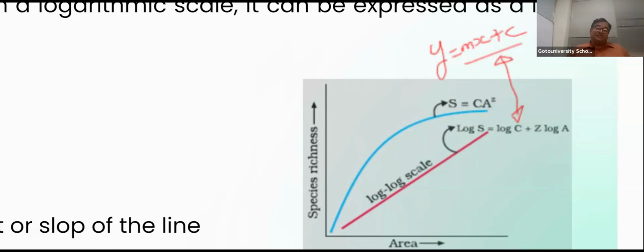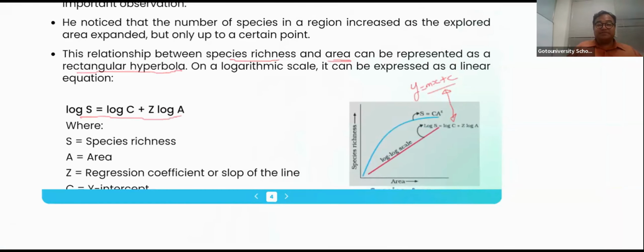You can go and check your CBSE textbook; they do not give the equation of a straight line. The love towards the subject is very, very important. y = mx + c: on the x-axis and y-axis, m is the slope and c is the intercept. Like this, we studied in lower grade maths, which is not given in the CBSE textbook. So we need to understand why this is log S, why this is log C, and why this is Z log A. That is quite amazing, right?